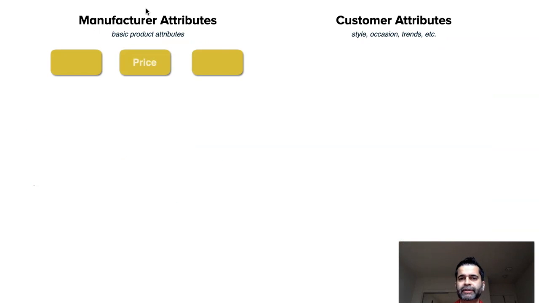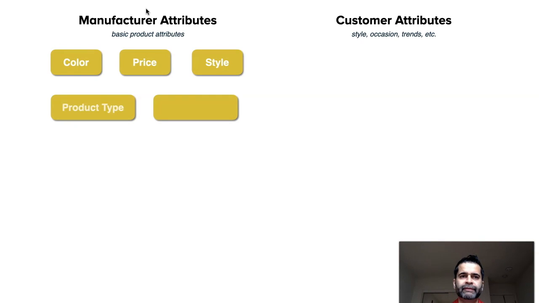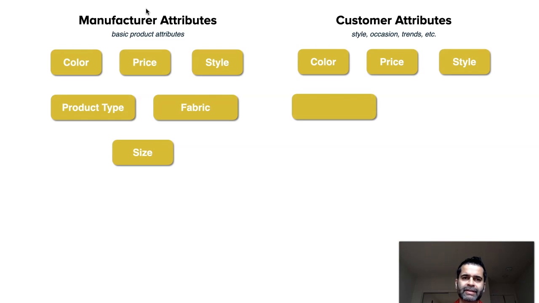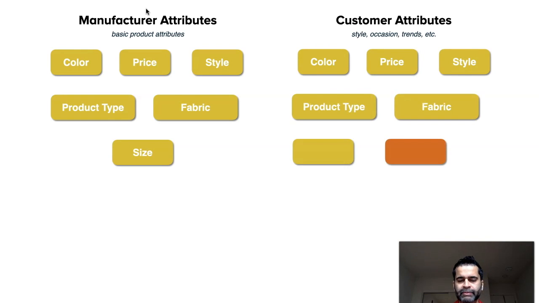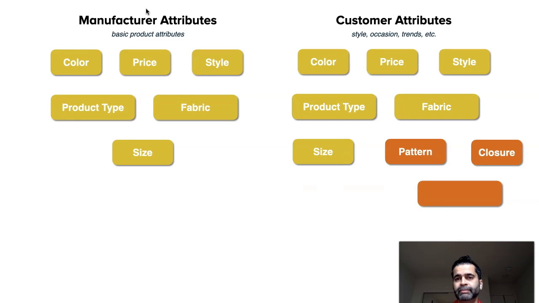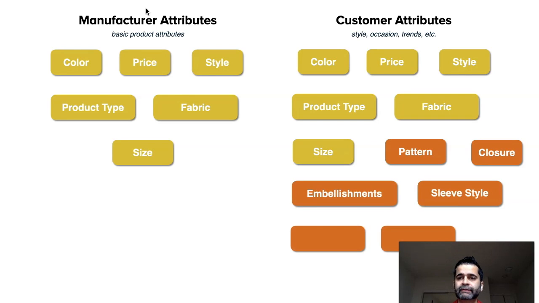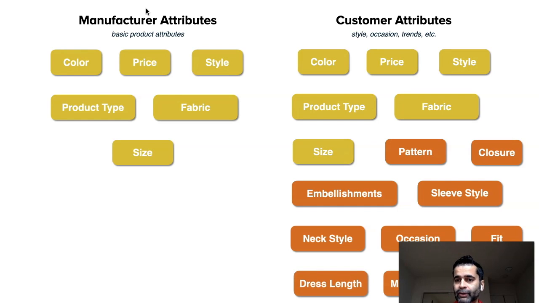Then there are different types of attributes. The majority of companies will have manufacturer attributes, which are basically your color, price, style, product, fabric, and size. These are the basic ones that you have most on the website. But then there are customer attributes, which are based on style, occasion, and trends. These are patterns, closure, embellishments, sleeve style, neck style, the occasion they're using it for, what type of material, the dress length, the trend, and the fit. Most customers, when they're searching on a website, use some permutation and combination of these customer attributes combined with the manufacturer attributes.